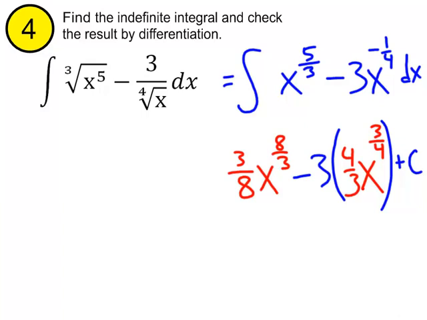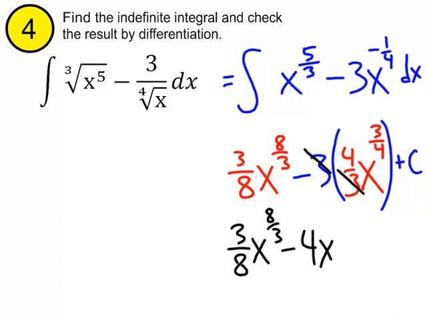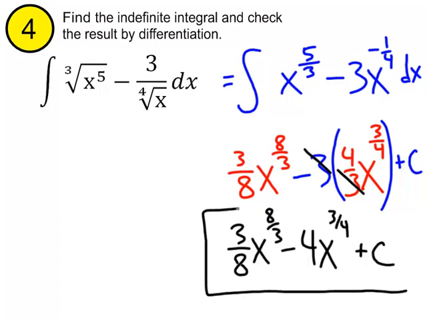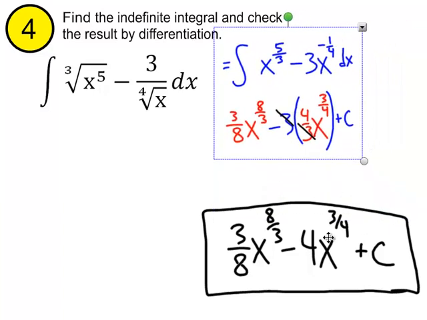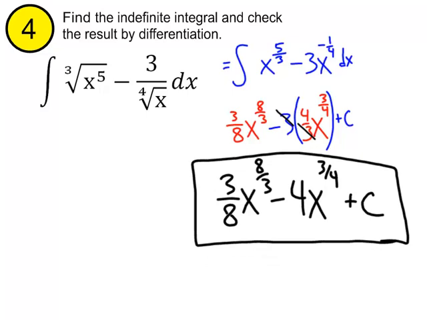Okay, as long as we mentally checked and made sure that this is all making sense, we go through and simplify. 3/8 x to the 8/3 minus 4 x to the 3/4 plus c. And put a box around it. And the last thing we'll do is just check. Again, sometimes you can do this mentally or you can do it on paper, whatever is most comfortable for you, but make sure you don't be lazy about it. Do it. Let's check by deriving, by differentiating.